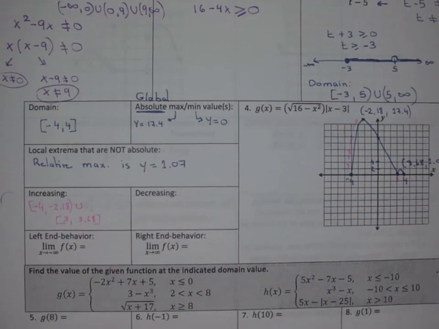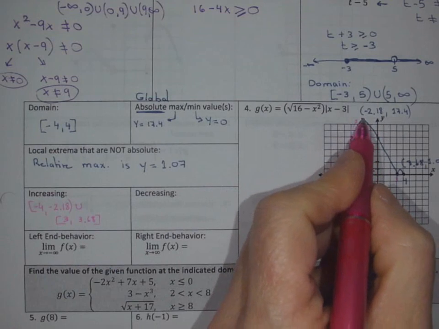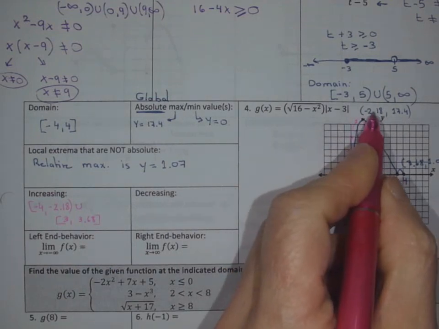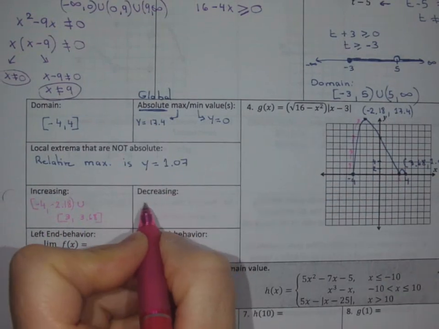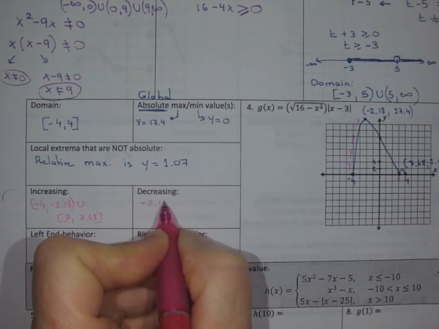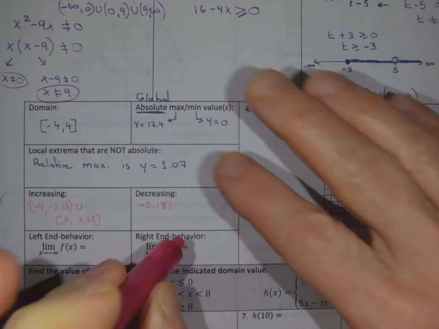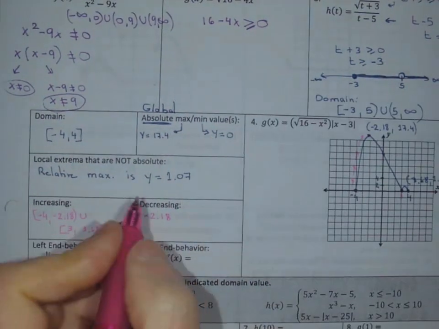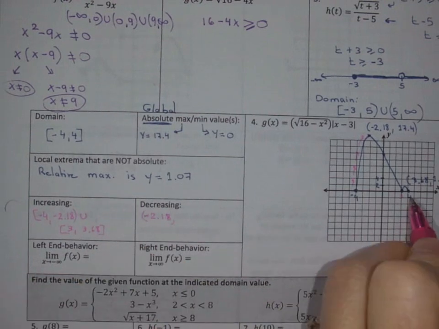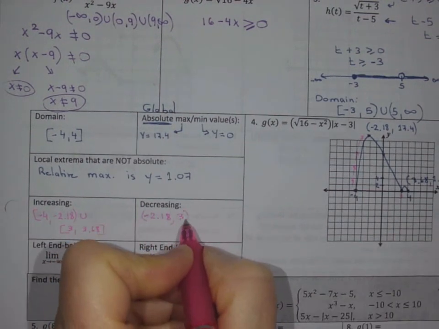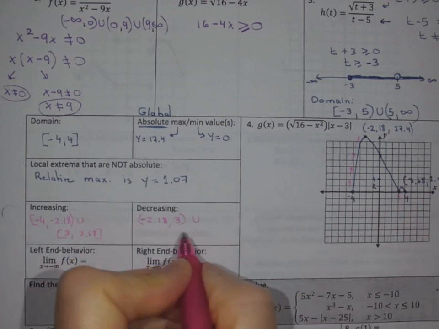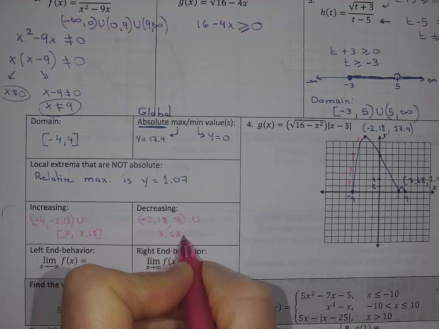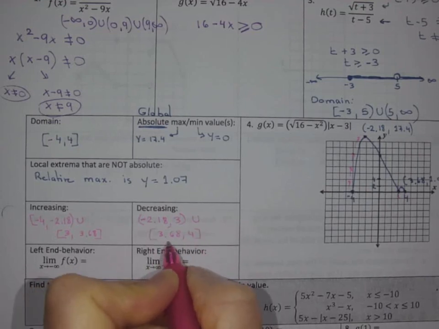And then where is it decreasing? Well, it's decreasing from that x value, which is -2.18, all the way to this one. So decreasing from -2.18. Oh, what am I doing? I missed another. All the way to 3. And again, it is decreasing from this relative max all the way to 4. So from 3.68 all the way to 4. Okay.